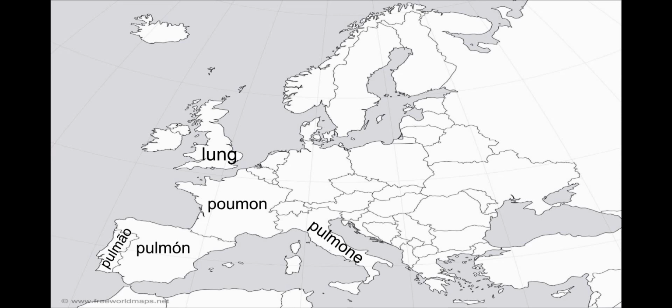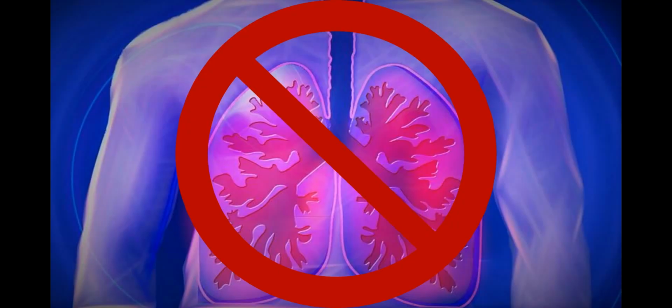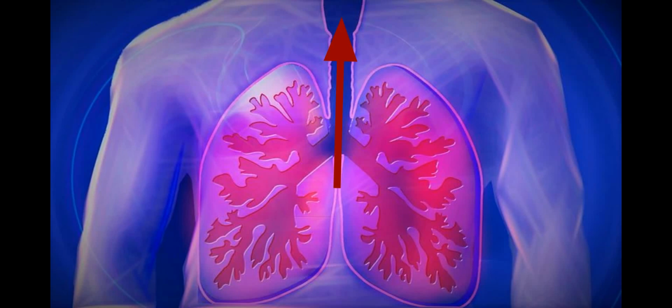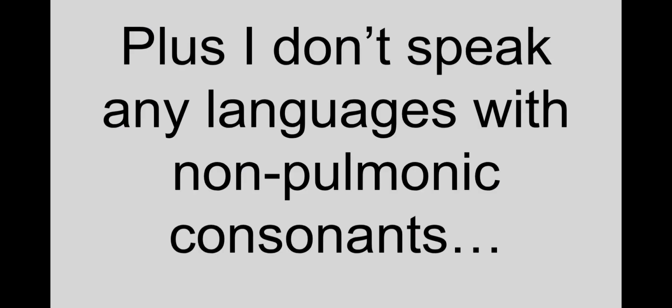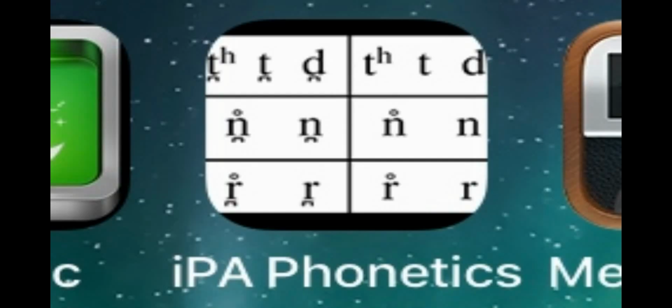For the last three consonant styles, we get into the non-pulmonic consonants. All the styles you've heard about to this point are pulmonic, meaning that the lungs are required to produce them. These last three categories are non-pulmonic, so no lungs are needed. I can't give good examples of these, as every time I try I burp or yawn due to the excess air in my system that my lungs think shouldn't be there, plus I don't speak any languages with non-pulmonic consonants, so I'll let the IPA Phonetics app give the examples.